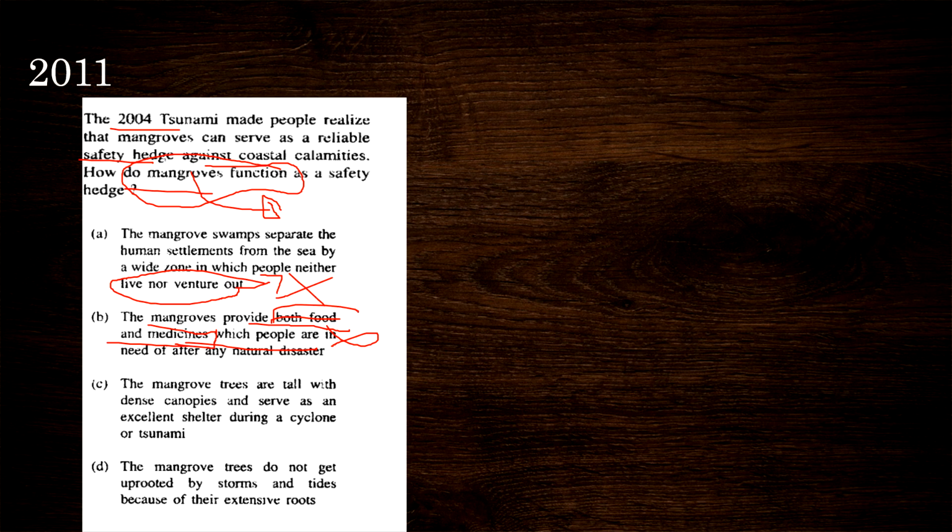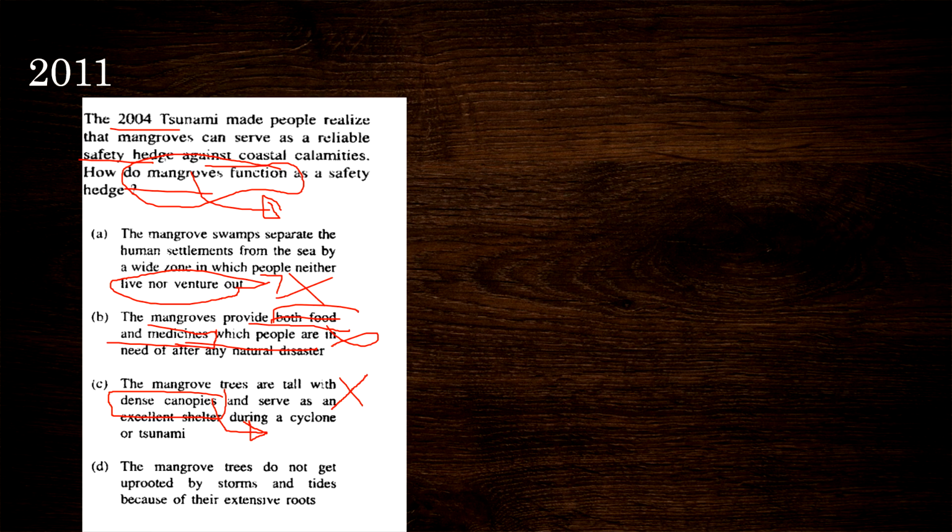The mangrove trees are tall with dense canopies and serve as an excellent shelter during a cyclone or tsunami. If dense canopies are the criteria, then why not the tropical rainforest, and the Andaman and Western Ghats should have tsunamis and they should be protected. But that is not the case. So dense canopies should not be the criteria for the unique function of mangroves to protect people against calamities. So we are left with this option.